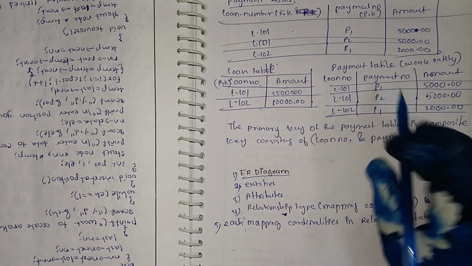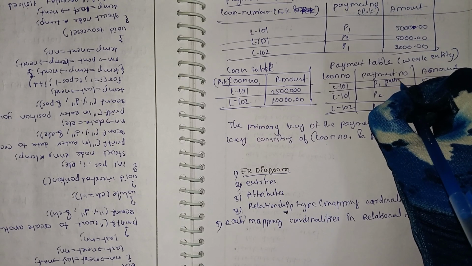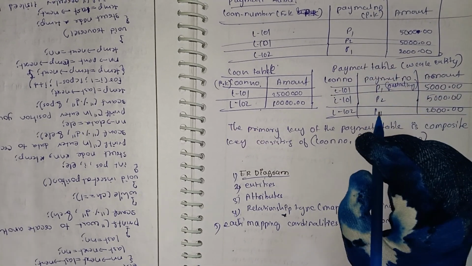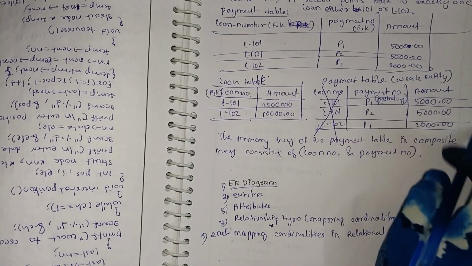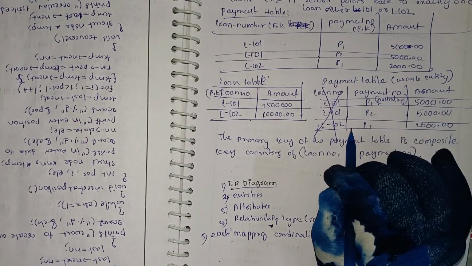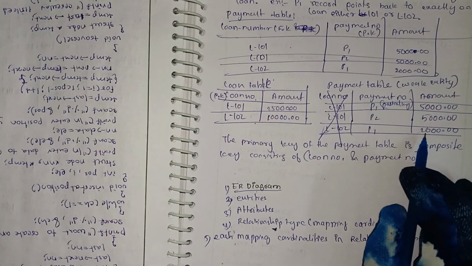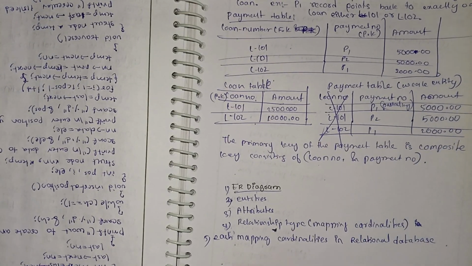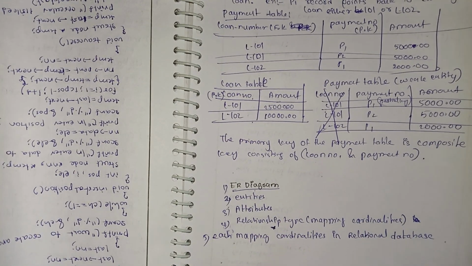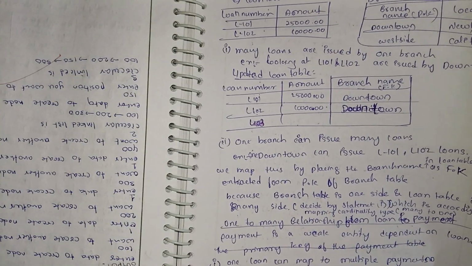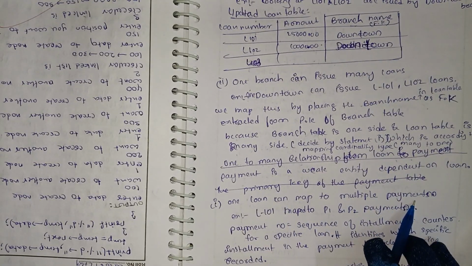Here the partial key is payment number. Don't consider this. These two columns belong to the payment table: payment number and amount, P1, P2, 5,000 and 2,000, and the loan table as it is. So how is the one-to-many relationship established? One loan can map to multiple payments. Yes, it is possible.